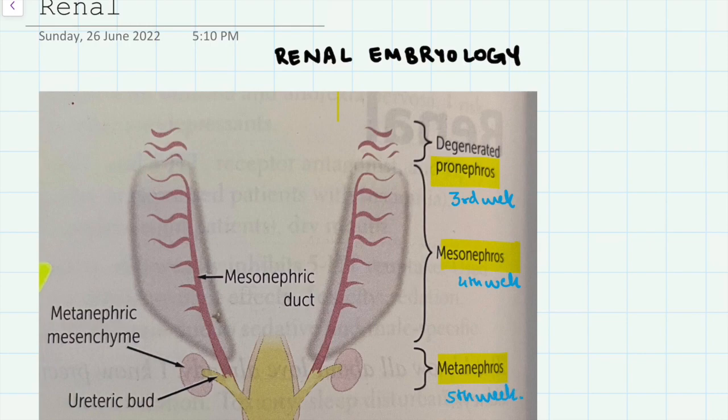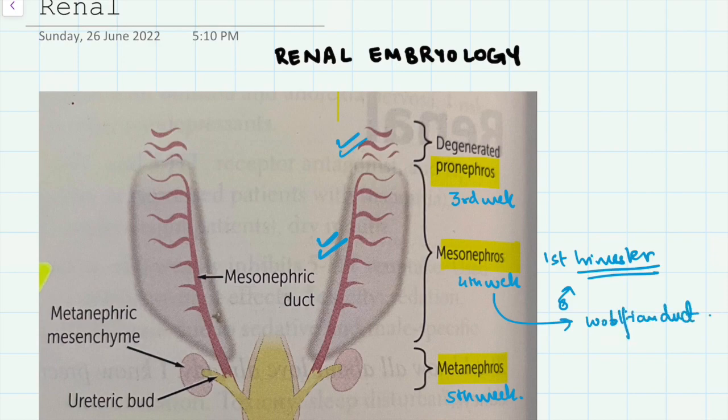So what happens is that the pronephros degenerates. The mesonephros functions as an interim kidney in the first trimester, right? And then in the male fetus, it will persist as the Wolffian duct. While the metanephros is a permanent structure, and it is responsible for the formation of the future kidney. Talking about the development of the kidney, which is also called nephrogenesis.